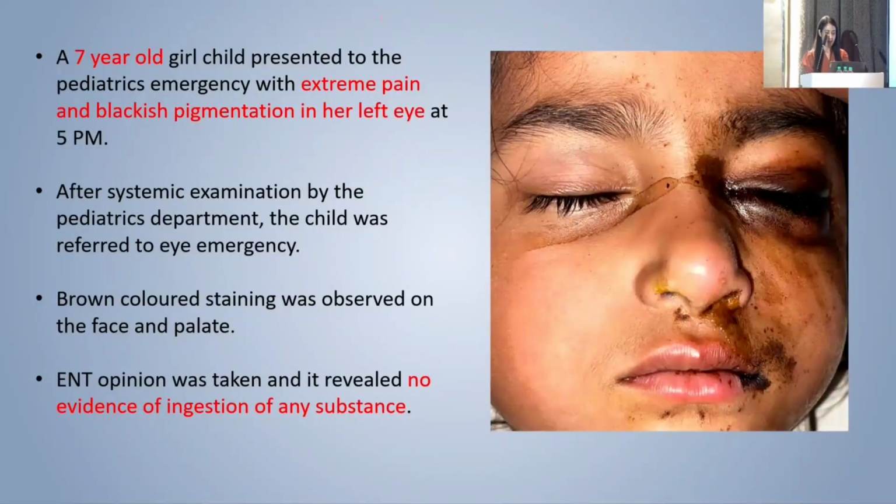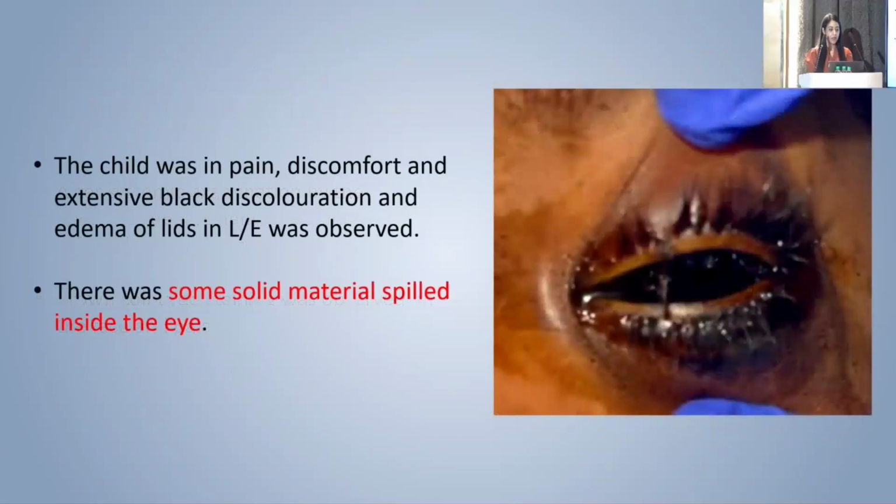After systemic examination by the pediatrics department, the child was referred to eye emergency. Brown colored staining was observed on the face and palate, so ENT opinion was taken, but it revealed no evidence of ingestion of any substance. There was some solid material spilled inside the eye, as we can see in the image.